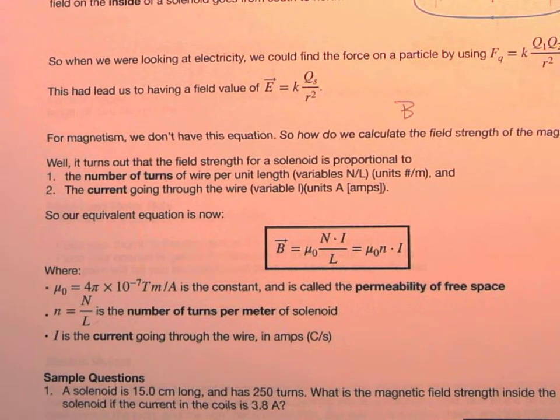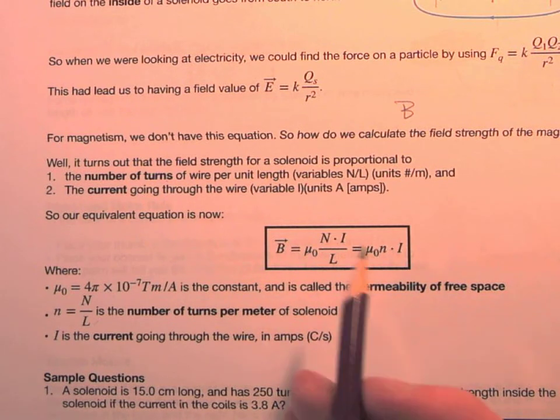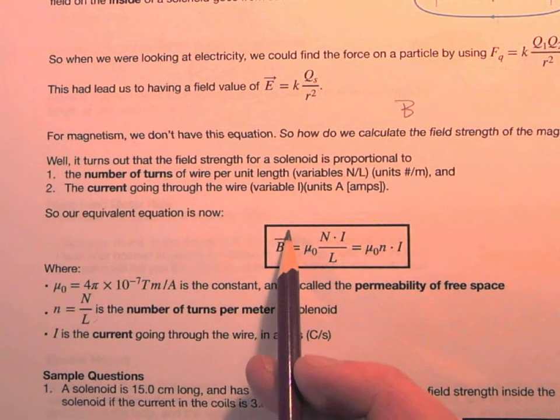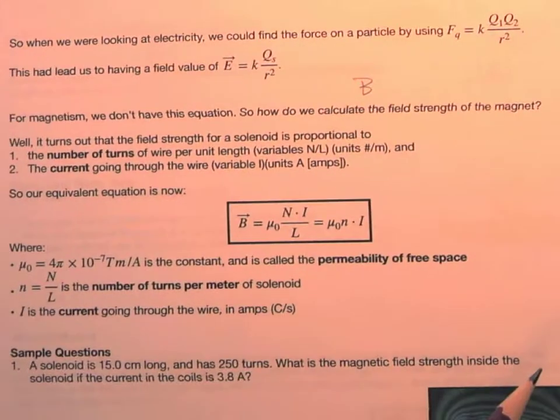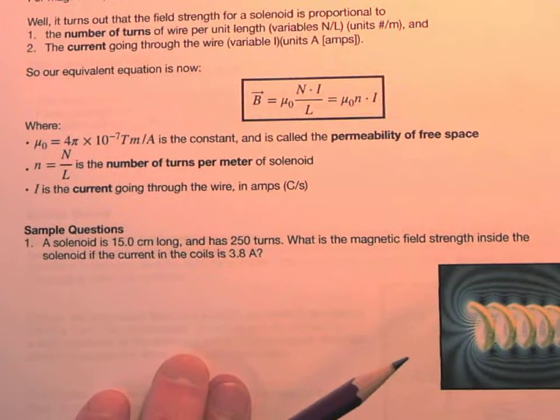It's the number of coulombs of charge that travel through per second. Alright, so that's our field value we can calculate for solenoids. That's why solenoids are so nice, because you can find a uniform magnetic field by using this equation. Alright, let's look at this question.